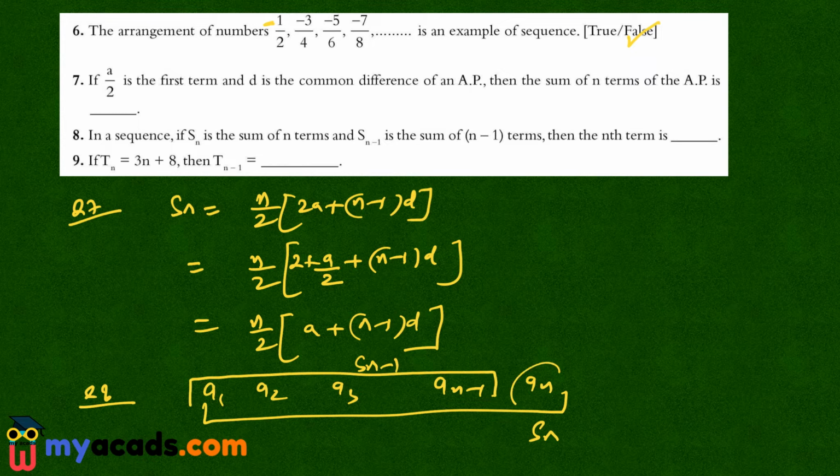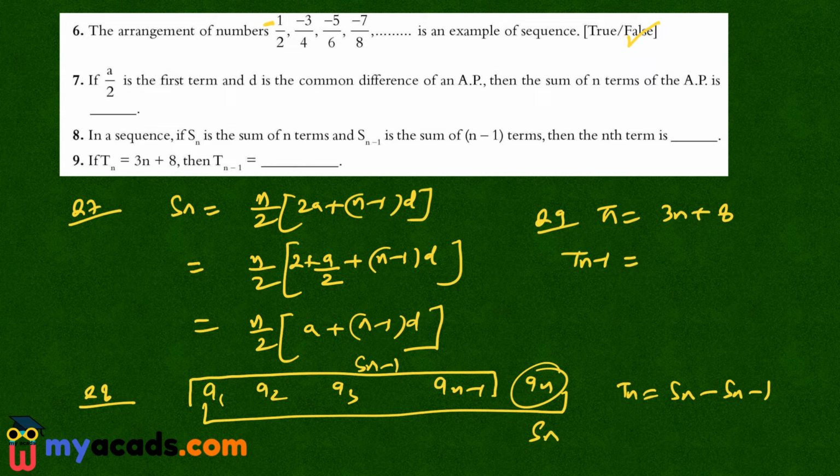So I have to find out this term, my nth term. So nth term is Sn minus 1. So let's see question 9. If Tn is 3n plus 8, then Tn minus 1 equals to dash. So question 9 is Tn is 3n plus 8. So Tn minus 1 is, instead of n, I will write n minus 1. So 3(n minus 1) plus 8. It will become 3n minus 3 plus 8 equals to 3n plus 5. This is the answer.